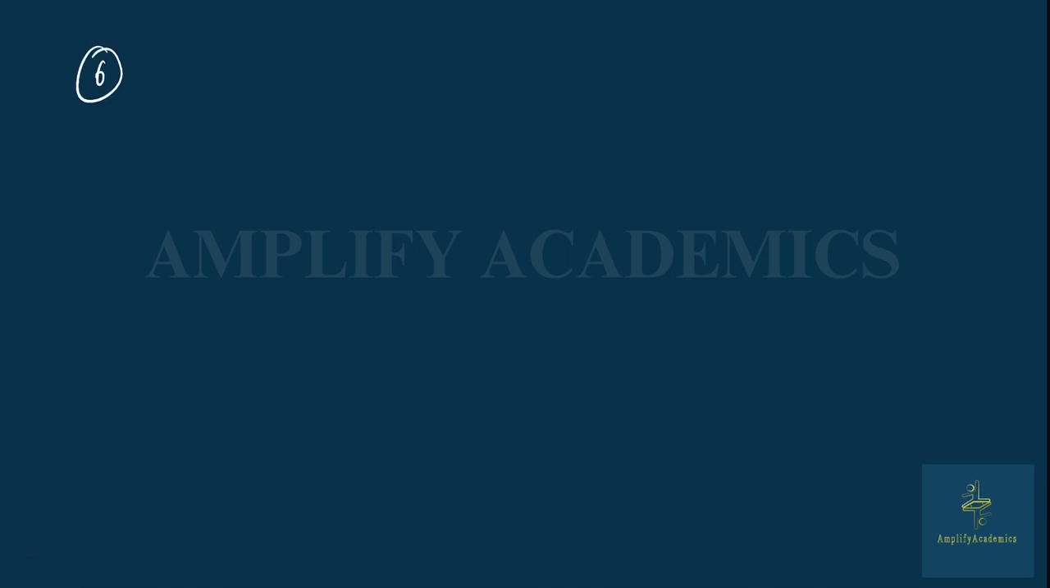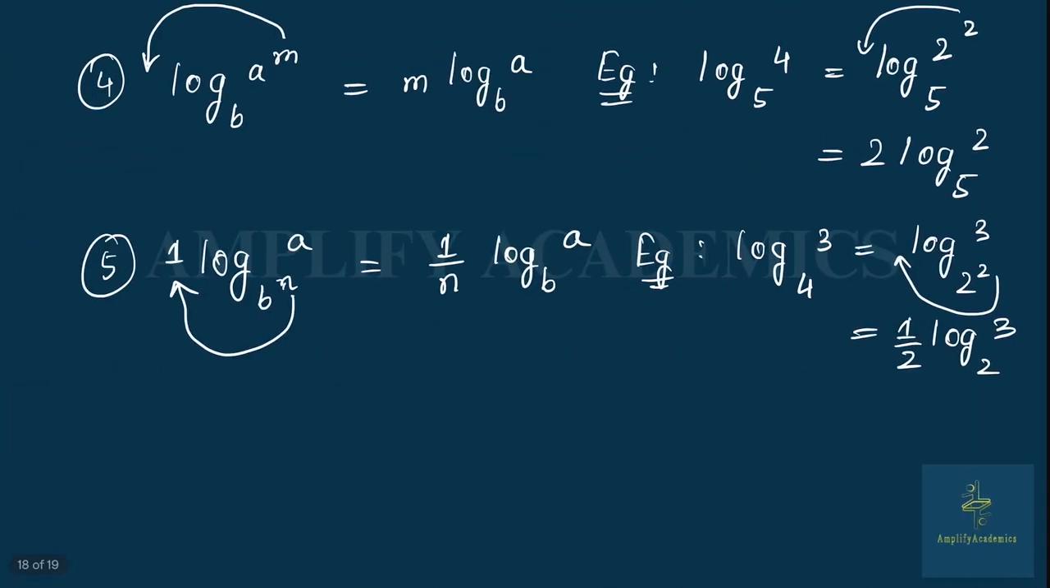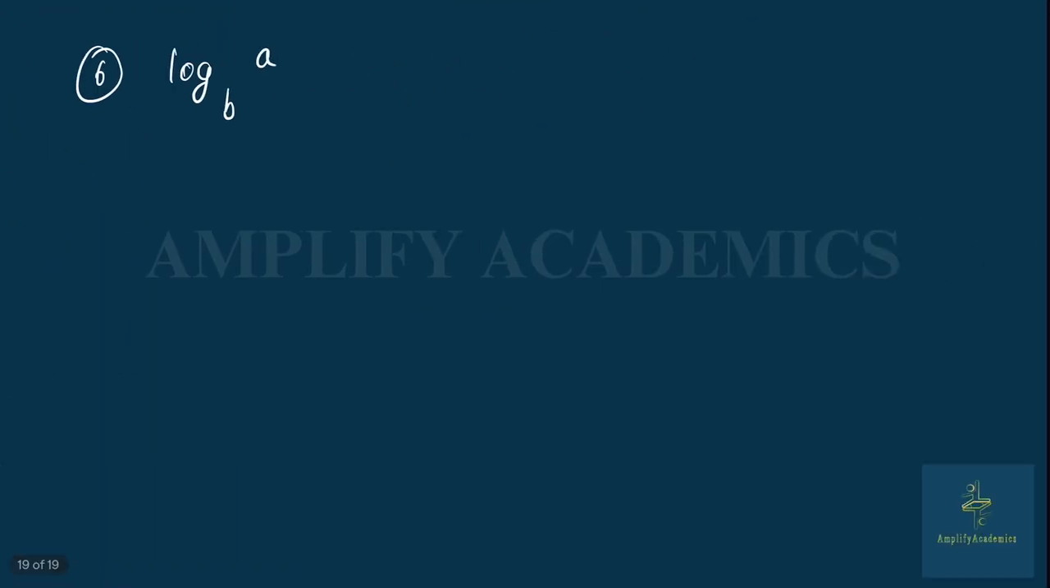Sixth, log base, let's say b, and argument a. Just like the previous properties, where in the fourth one we had m on the argument a, and we had n on the base b, this time let's have the exponents or the powers on both of them. Let's say m and n.